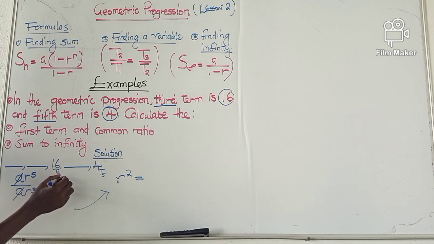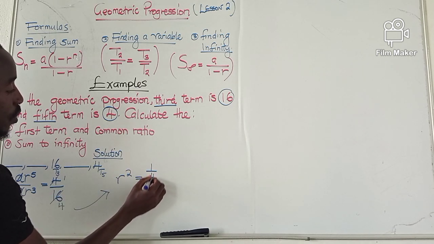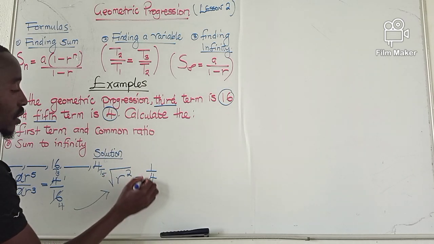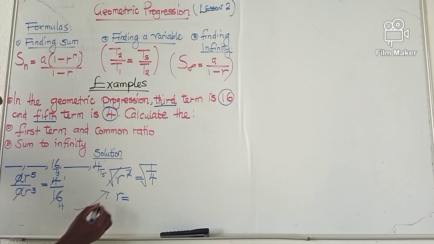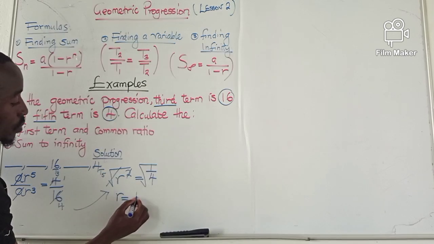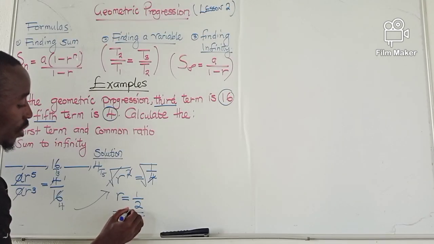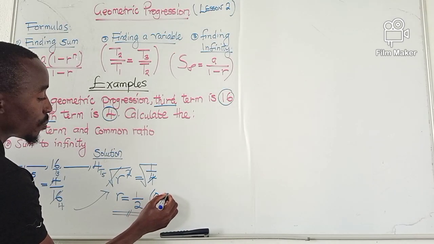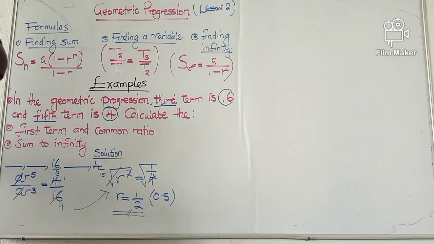So 4 there is 1. 4 in 16, it's 4. So here we're going to have 1 over 4. Now, to get rid of this 2, we square root. So the common ratio will be equal to the square root of 1 is 1, and the square root of 4 is 2. So there, you have 1 over 2. This can also be written as a decimal, which is 0.5. So that is our common ratio.